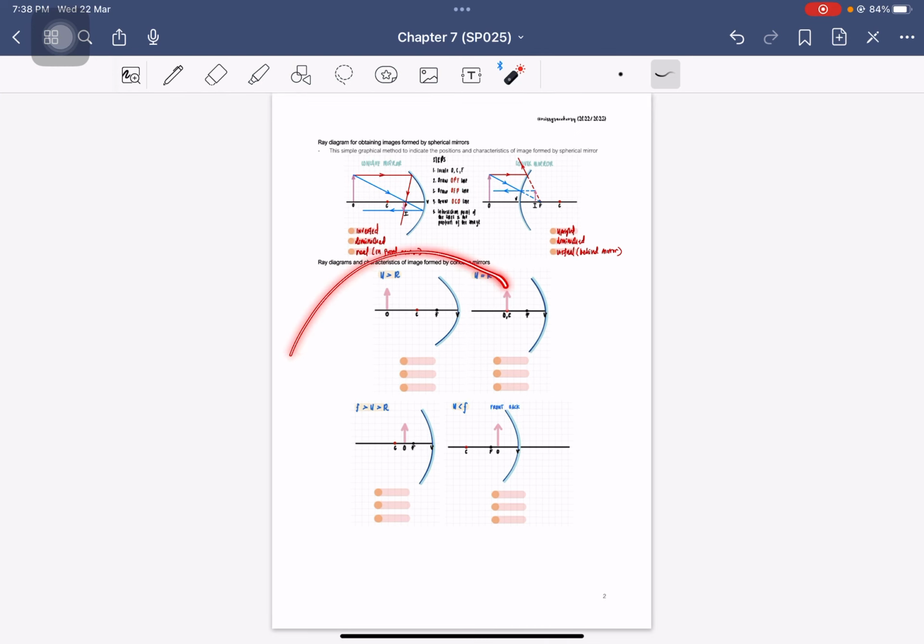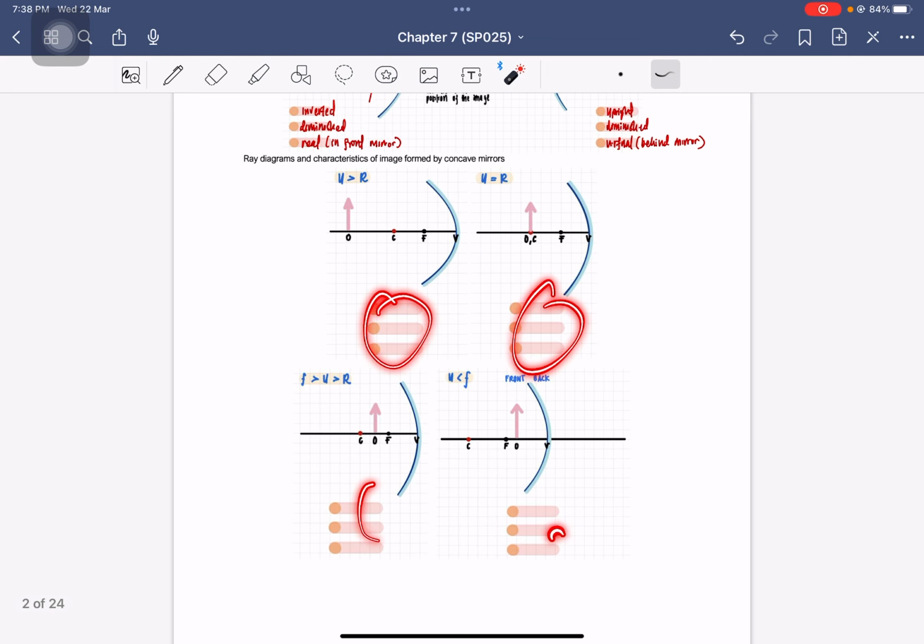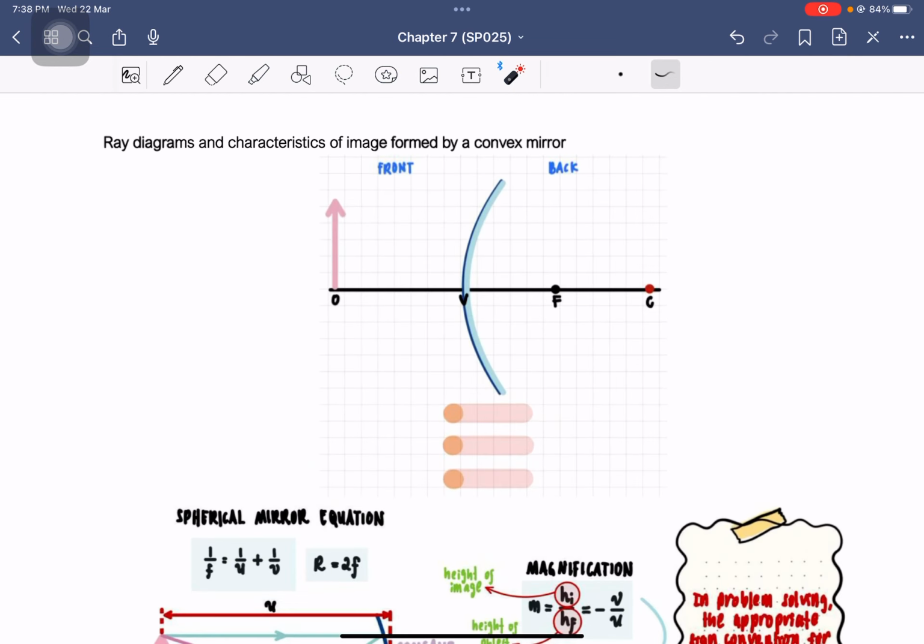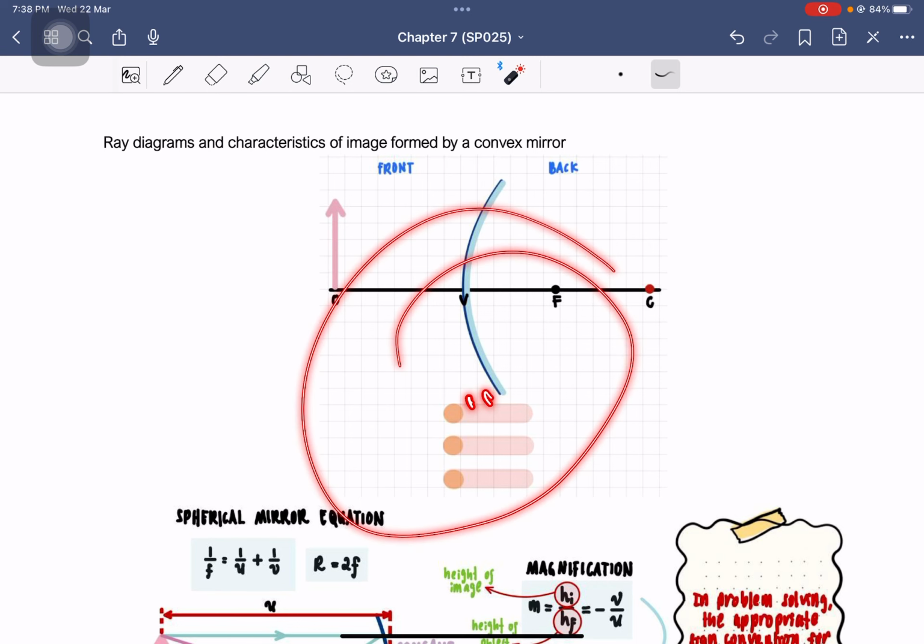This, on the other hand, you have to do yourself and submit when I ask you to. Okay, and don't forget to list down the characteristics of the image, and then let's look at the convex mirror. Basically the same too. But for the convex mirror, you will also do it yourself, and list down the characteristics as well. The ray diagrams are the same as the previous one, but you will do it yourself here.